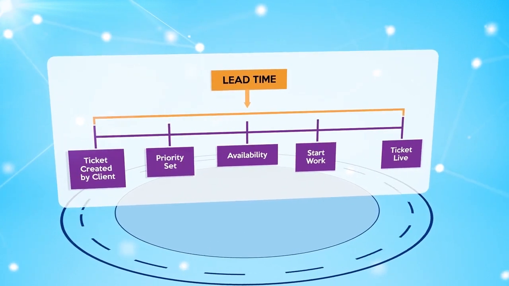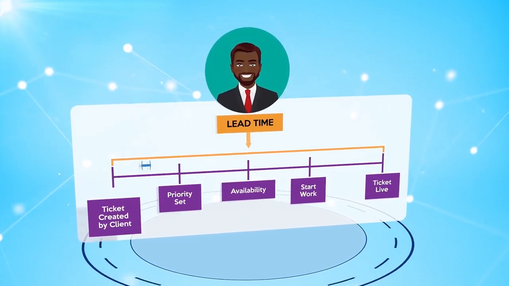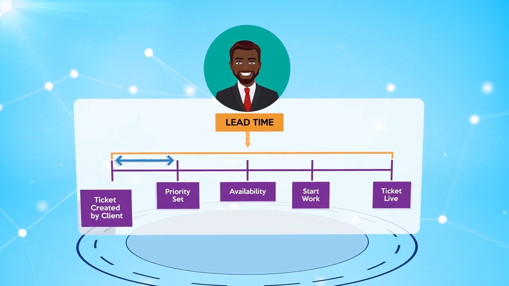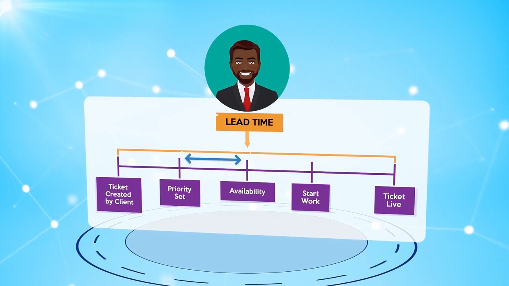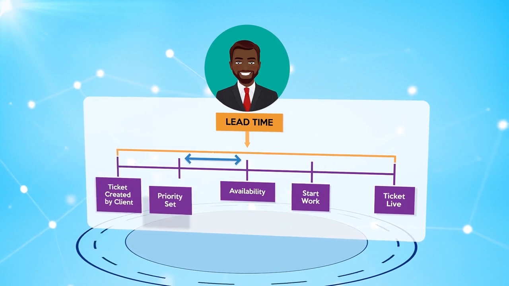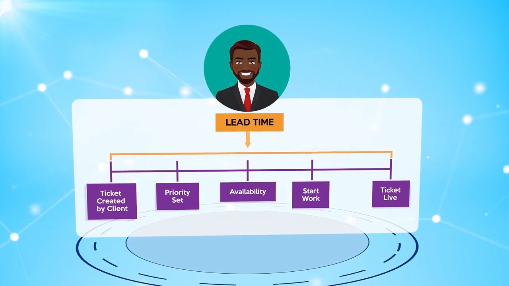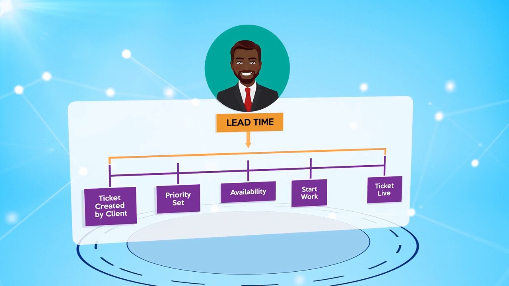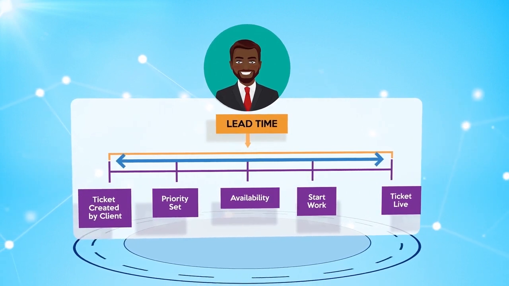In one example of a process flow, a request is created by the client. There is a wait time or a lag time from when the ticket is created until the priority of that ticket has been set. Then there is another lag after the ticket is prioritized until resources are available to start working on the request. Finally, the request is fulfilled and delivered to the customer. This completes the lead time for the process, from request to delivery.